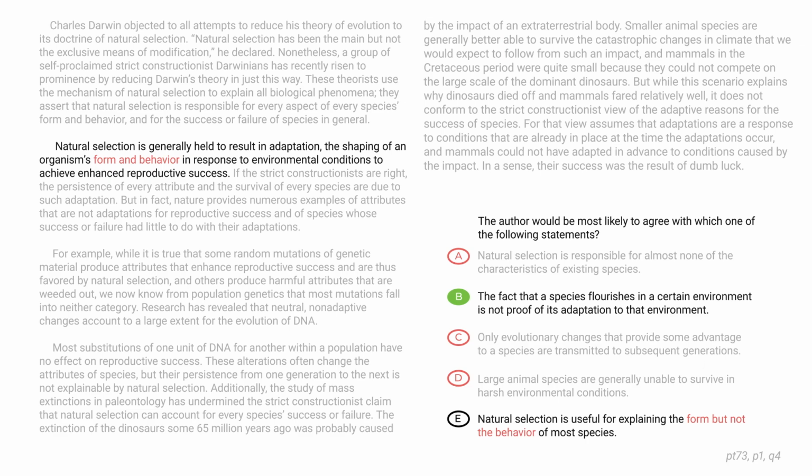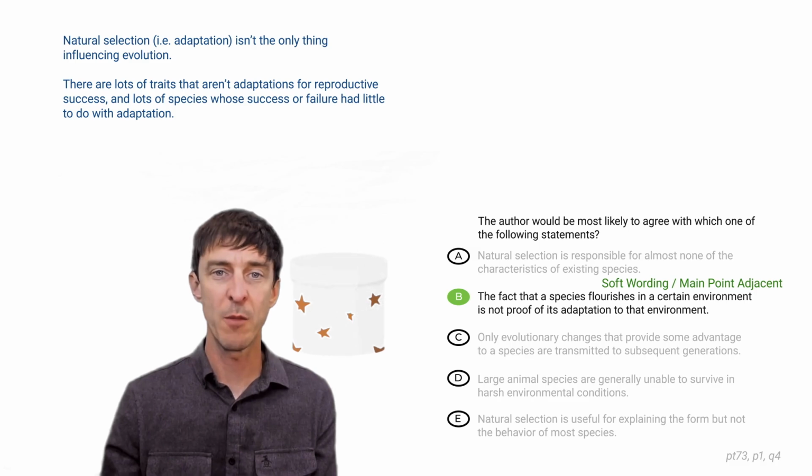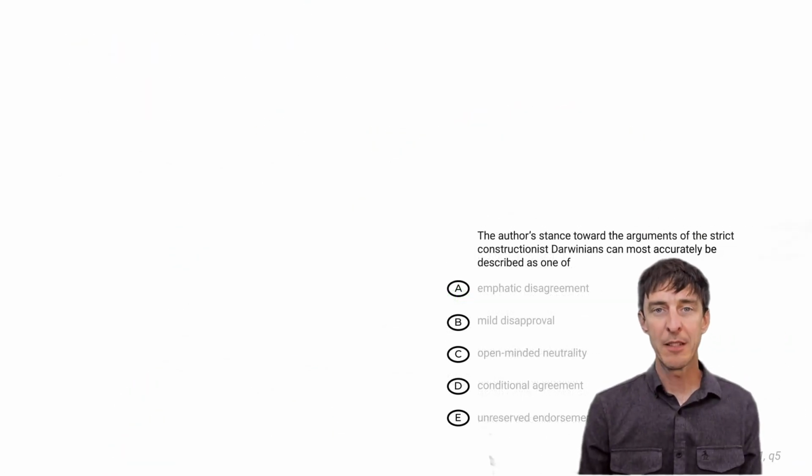With E, we talked about form versus behavior, which was actually in a sentence at the beginning of the second paragraph, but they're being grouped together there. It's talking about the form and behavior. And so this answer is trying to create a distinction where there never was one. They're just kind of taking two concepts that were mentioned collectively and now making them fight each other, or making an unbalanced comparison between them. So once again, B is our answer. Soft wording, main point adjacent. You gotta love it. All right, next up is author attitude.